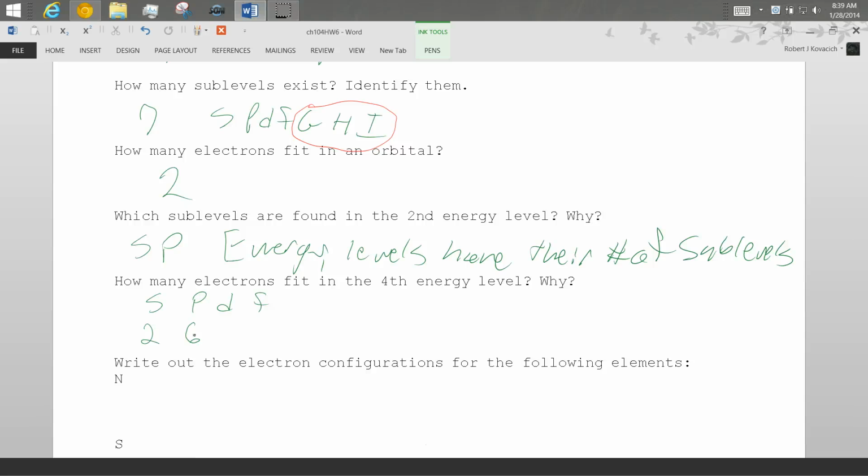6 electrons can fit in the P sublevel. 10 electrons can fit in the D. And 14. So whatever that adds up to, which is what? 32. So it wouldn't just be 14 because you'd add all of them? I asked about the 4th energy level itself, not the 4th sublevel. Okay. So all of the sublevels that are inside that 4th energy level is what we were trying to add up.